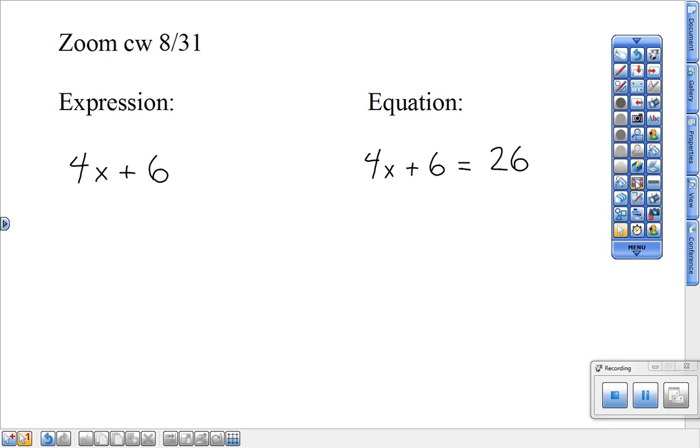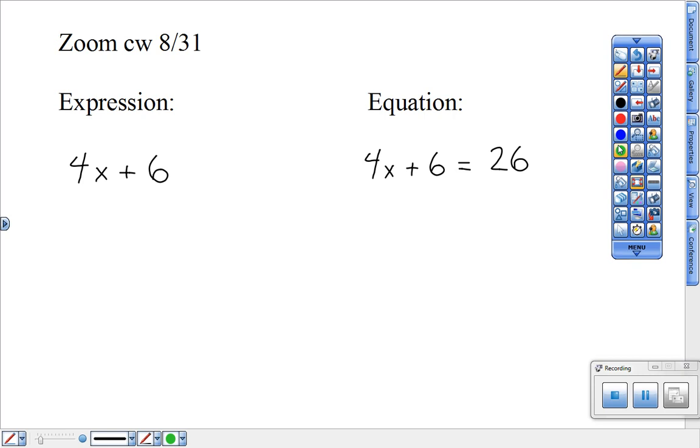All right, very first concept I want to really go over with you, other than reviewing order of operations, integer rules, is the difference between an expression and an equation. An expression can have any variables in it, could have any numbers, but it's not equal to anything. Looking at this, 4x plus 6. It's not equal to anything. It's not an equation, it's an expression.